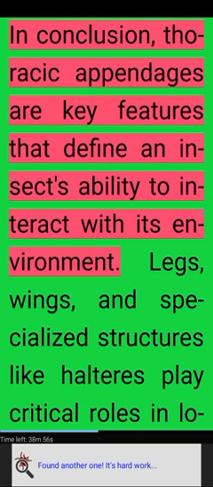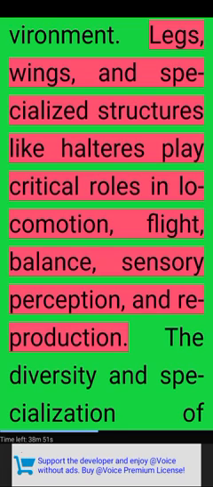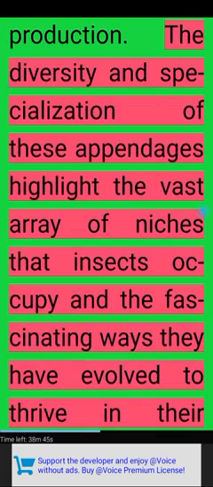In conclusion, thoracic appendages are key features that define an insect's ability to interact with its environment. Legs, wings, and specialized structures like halteres play critical roles in locomotion, flight, balance, sensory perception, and reproduction. The diversity and specialization of these appendages highlight the vast array of niches that insects occupy and the fascinating ways they have evolved to thrive in their ecosystems.